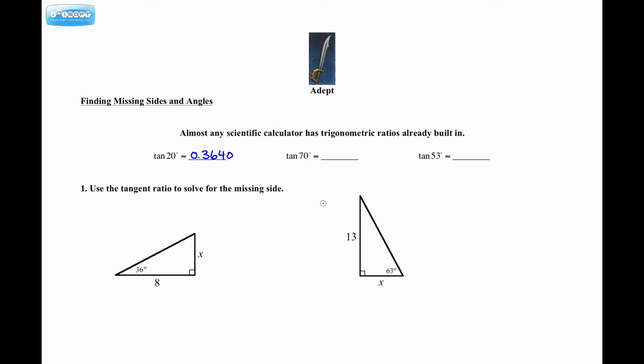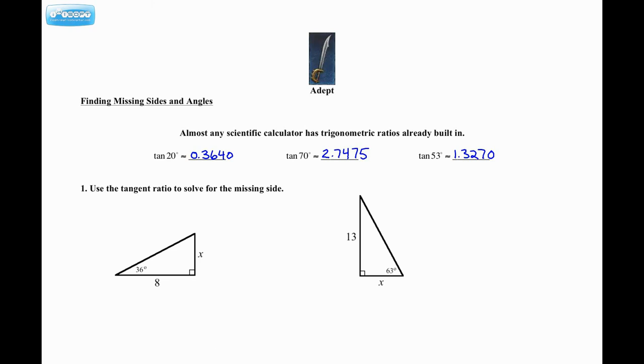Tangent of 70, okay, I get 2.7475 approximately, and the tangent of 53 gives me 1.3270. Okay, so just get comfortable with using this feature on your calculator. Question 1. Use the tangent ratio to solve for the missing side.